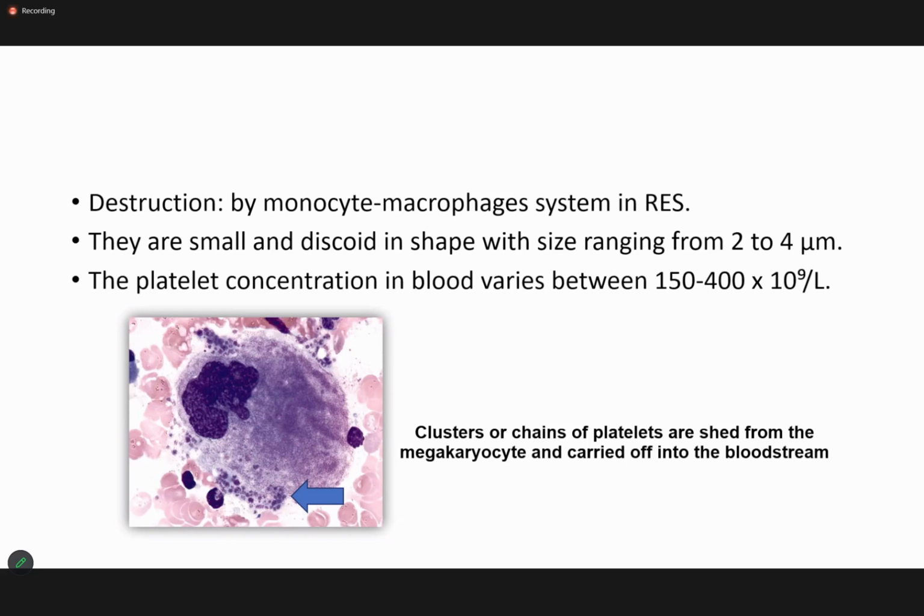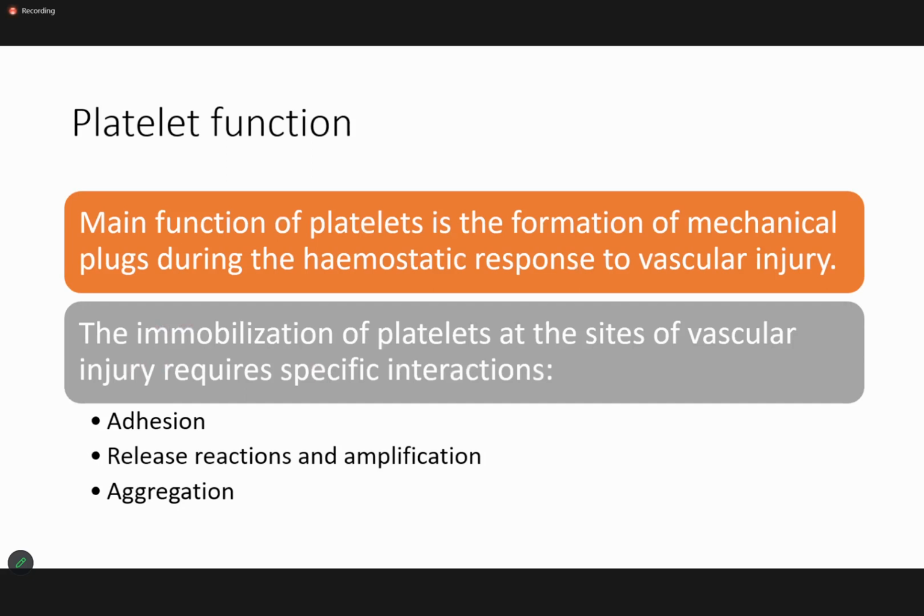As you can see in this slide, this shows the cluster or chain of platelets that are shed from the megakaryocyte and carried off into the bloodstream, our peripheral blood. When we talk about platelet function, the main function of the platelet is the formation of the mechanical plug during the hemostatic response to vascular injury.